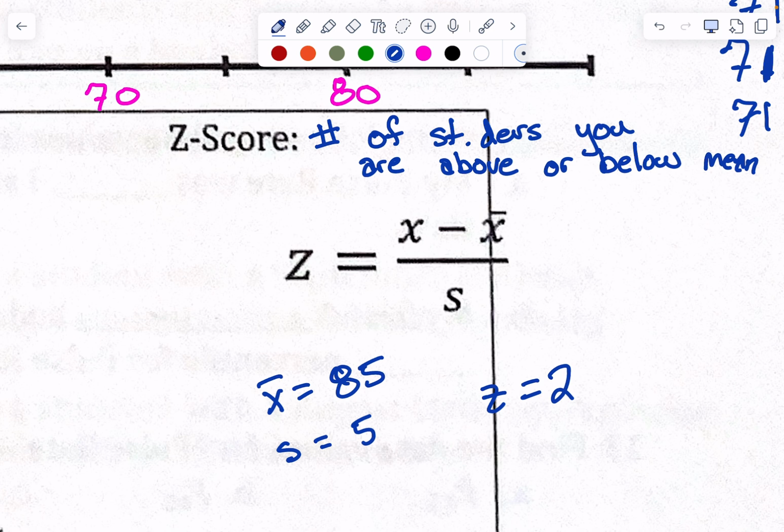Okay. So if you're trying to find z-score, you can put your value in. This is you. Minus the mean and divide by the standard deviation to get the z-score. Do we remember how to do this? It's been a hot second.